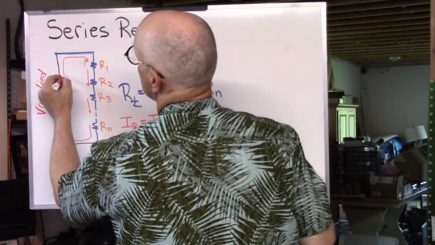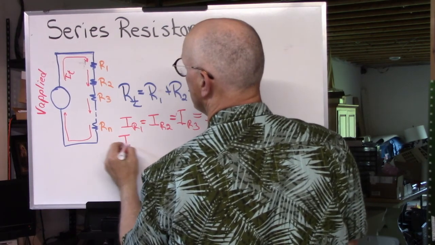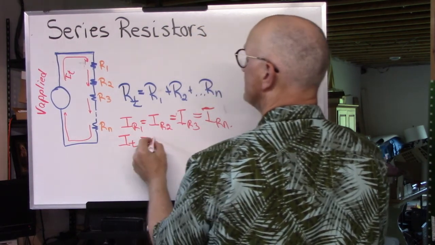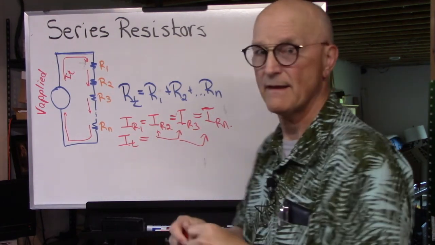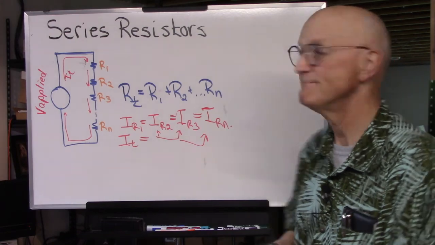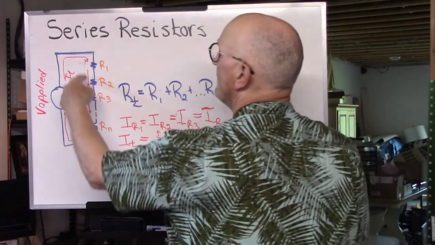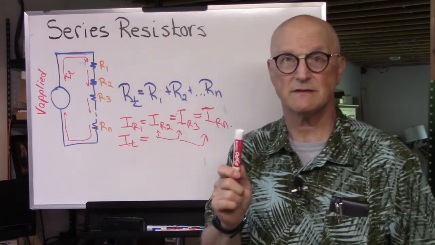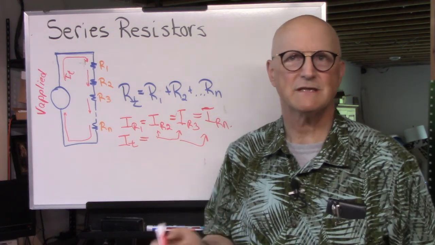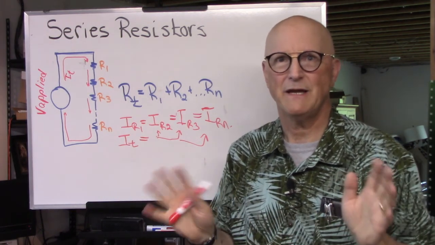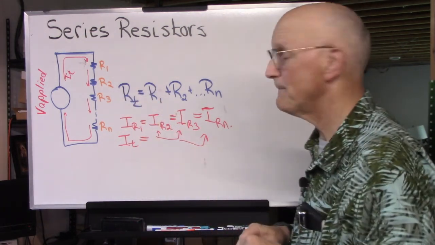So if we say this is total current here, total current is the same as the current through any one resistor. But if these resistors are different values and the current through each individual resistor is the same, then the voltage across any particular resistor can't be the same as the other resistors if they're different values.